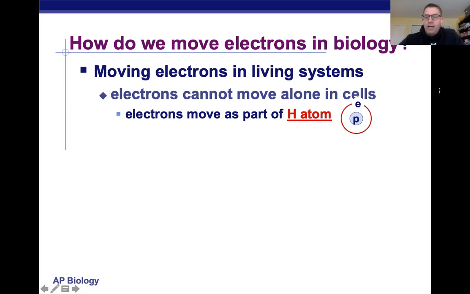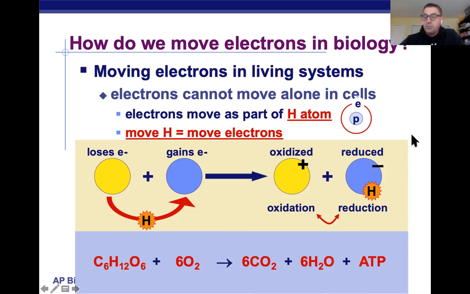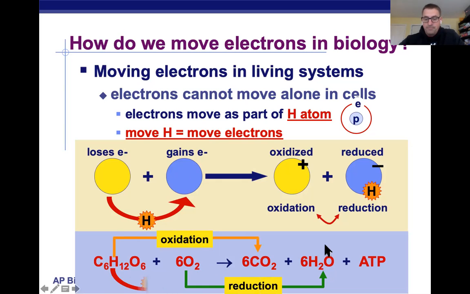So when we move a hydrogen atom from one molecule to another, we're taking its electron with it and moving that. Okay, so moving hydrogens in cellular respiration is moving electrons. As we remove a hydrogen atom from one molecule, it loses electrons and is oxidized, and we transfer it to another one. That molecule that gains those hydrogen atoms is reduced. Okay, so here glucose is converted to carbon dioxide, so it is being oxidized, right? Oxygen is converted into water, and so the oxygen is said to be reduced.